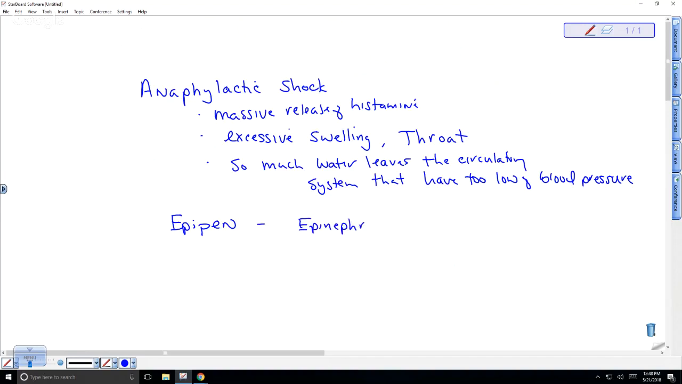What's another name for epinephrine? Adrenaline. And so what this does is that this causes vasoconstriction, right? So the blood vessels constrict. The heart rate also increases, right? But this vasoconstriction will boost blood pressure, and it will keep the blood going to the brain, right? You want to put them down so that their blood has an easier time getting to the brain.